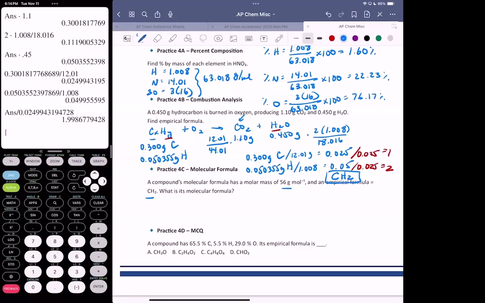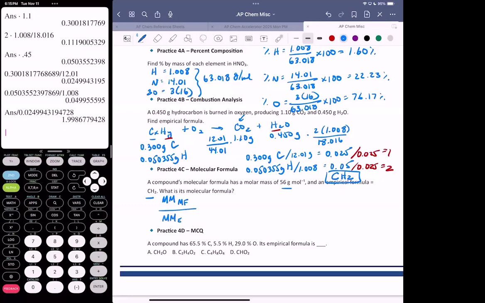So to figure out the molecular formula, the molar mass of the molecular formula is going to be a whole number ratio of the empirical formula's molar mass. So I'm going to take the molar mass of the molecular formula and divide it by the molar mass of the empirical formula.